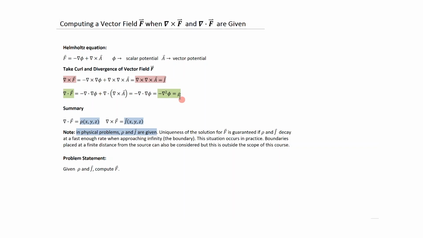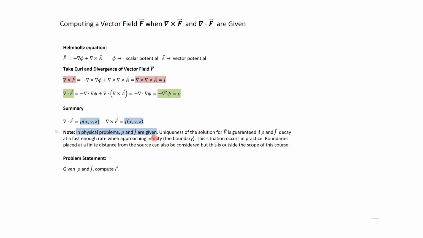In an electromagnetics problem, this would be a current flux density. In an electrostatics problem, this would be a charge density. So in summary, these are the two equations that are typically given. The divergence of the field is a given. The curl of the field is given, right?